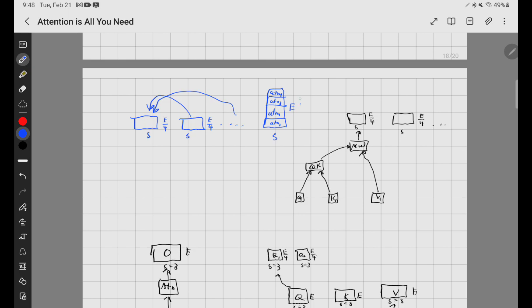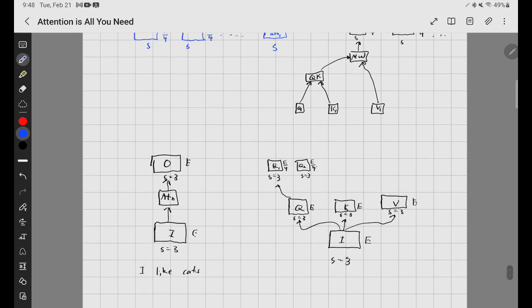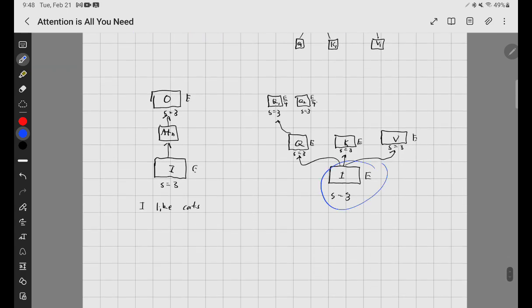And then you send this through a feed forward layer to figure out how information in the embedding dimension, which was just concatenated together, can be routed. And then you get your original vector, which is S by E. And that was what we started with.